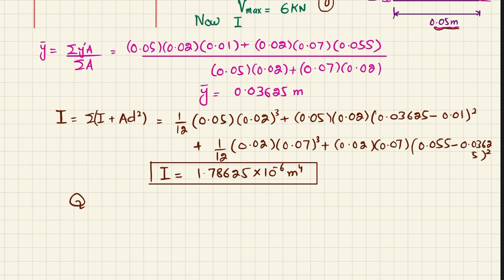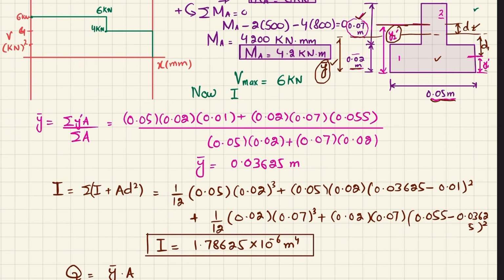So we know that Q is equal to y dash into A. So for this portion, I will choose blue color. For this portion, you will find Q, and you know that this Q is equal to this area, which is 0.05 into height 0.02. And what about y dash? So y dash is this distance from the neutral axis.